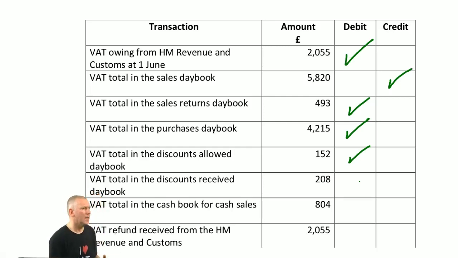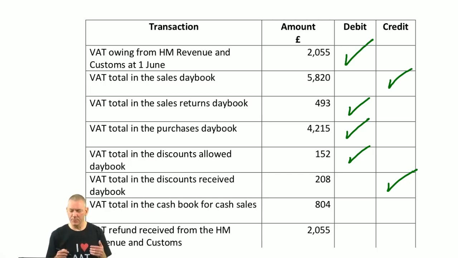There's plenty going on. VAT total in the discounts received day book. So maybe I've got my suppliers over here. When the discounts received day book is reducing the amount of purchases, it does the opposite of purchases. So we get over here, opposite of purchases.